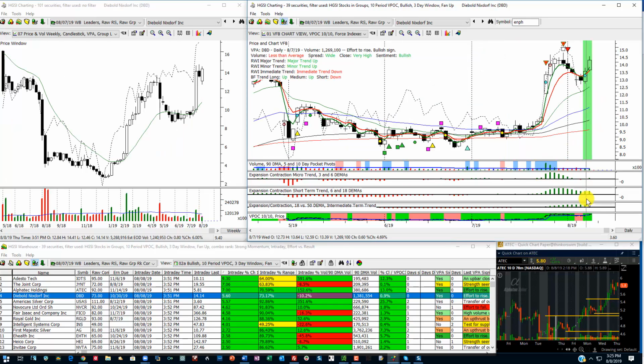Now getting back to this, what do we have here? Yesterday we had a VPOC crossover based upon this screen. It's this 0 right here. 0 was yesterday. And what else did we have? We had an effort to rise.